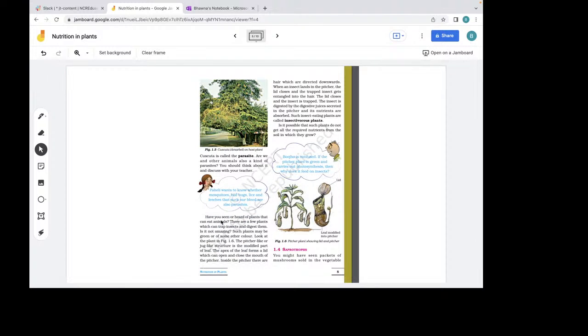And today we will learn about saprotrophs. Saprotrophic nutrition is the third kind of nutrition. We have learned about autotrophic, we have learned about heterotrophic. So the last one is saprotrophic nutrition, and the organisms that have this kind of nutrition are called saprotrophs. Let's learn about that.